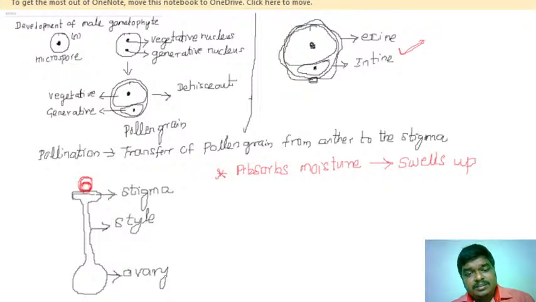And after that, what will happen here? The intine. What is the intine? The innermost layer. You know that there are two layers. The innermost layer, the intine, grows as the pollen tube. Think that this is the pollen grain. The innermost layer forms a tube-like structure, which is called the pollen tube.